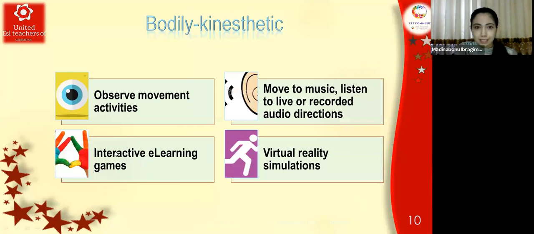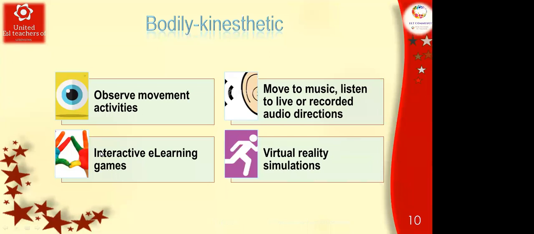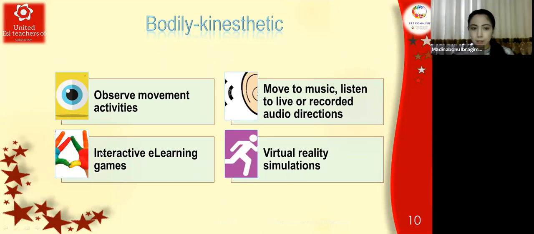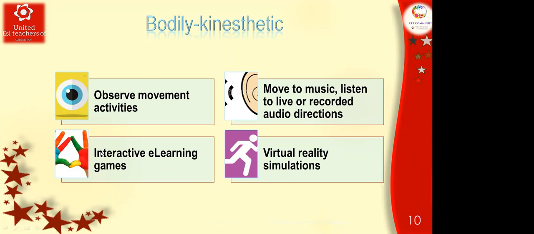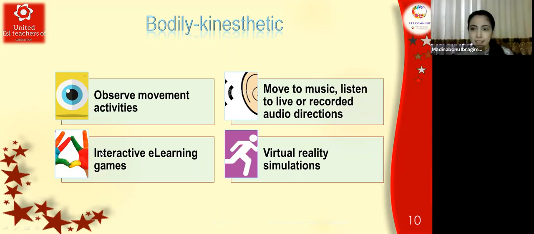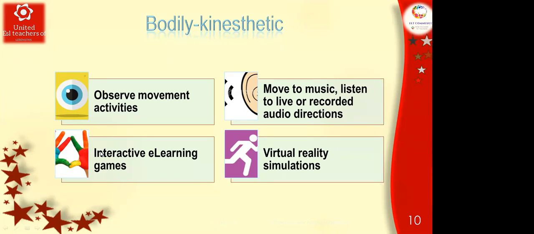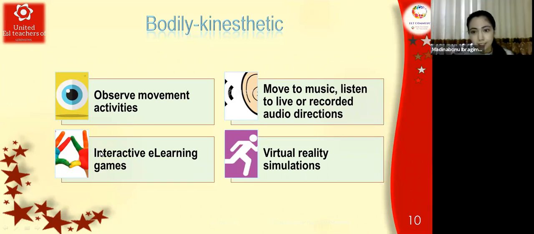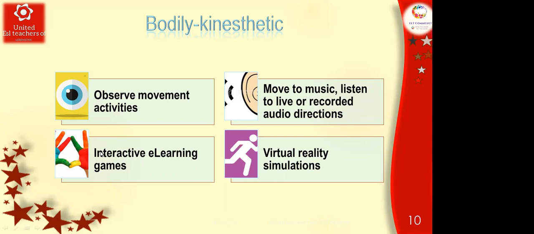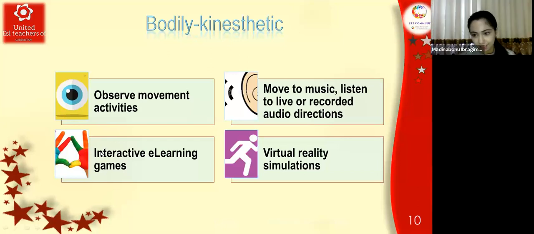Another type of intelligence is bodily-kinesthetic. For this type of learners, we can ask our students to observe movement activities, and we can include interactive e-learning games in our classes. We may design or develop different activities that help our learners to move, to listen to live or recorded audio directions. And the last one is kinesthetic learners. For this type of learners, we can use different virtual reality simulations.